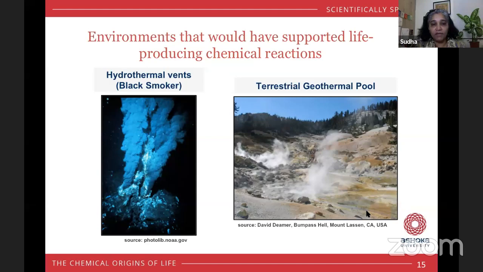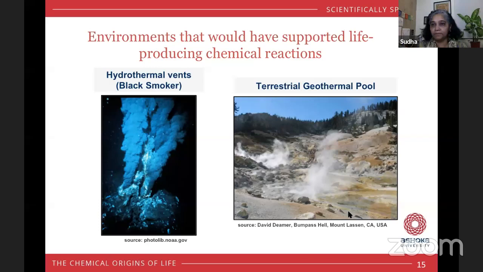On the right side are the terrestrial geothermal pools, which very much exist on the surface of the Earth. This particular one is from Bumpass Hill in Mount Lassen in California, which I've been to. Even if they look a little less sexy than the black smokers, these niches also facilitate extremely interesting thermal and chemical fluxes, which allow for uphill reactions pertinent to life processes to occur. In my lab, we are interested in evaluating these terrestrial geothermal niches for what they can do, and that is what I'm going to concentrate on during the rest of the talk.